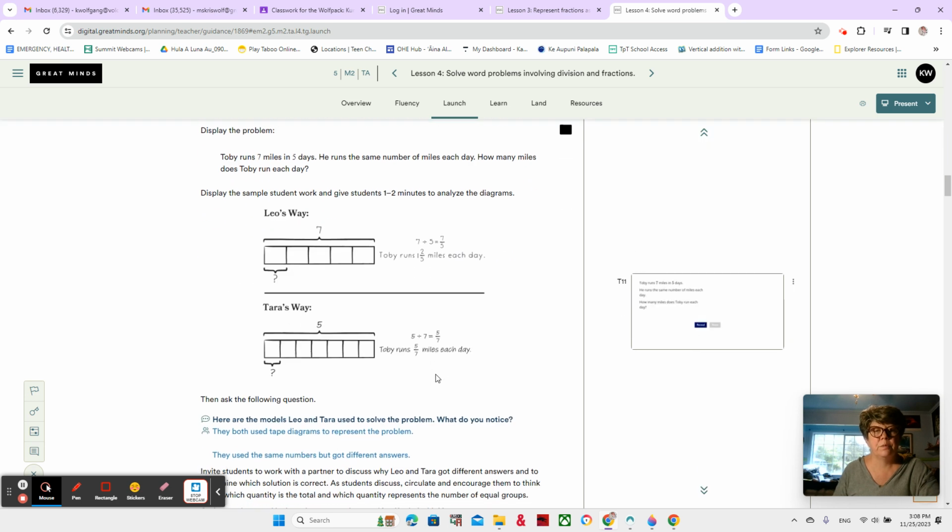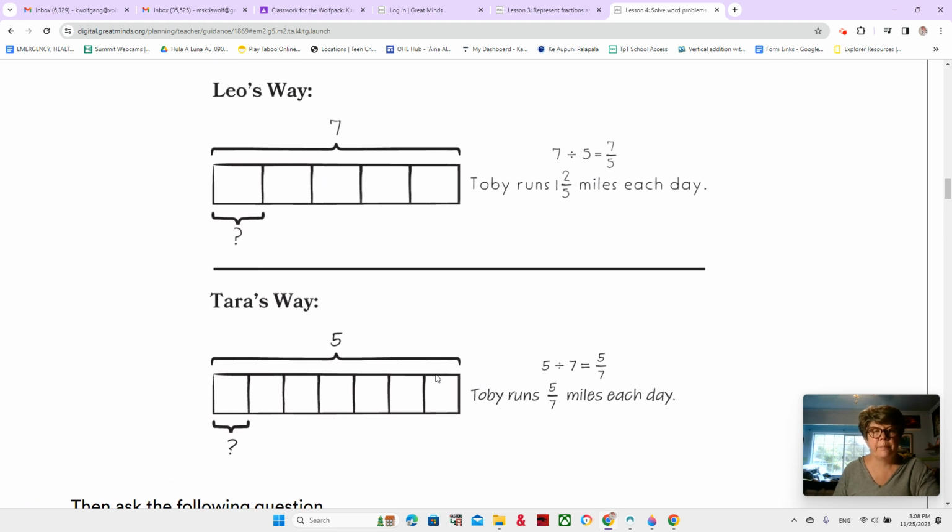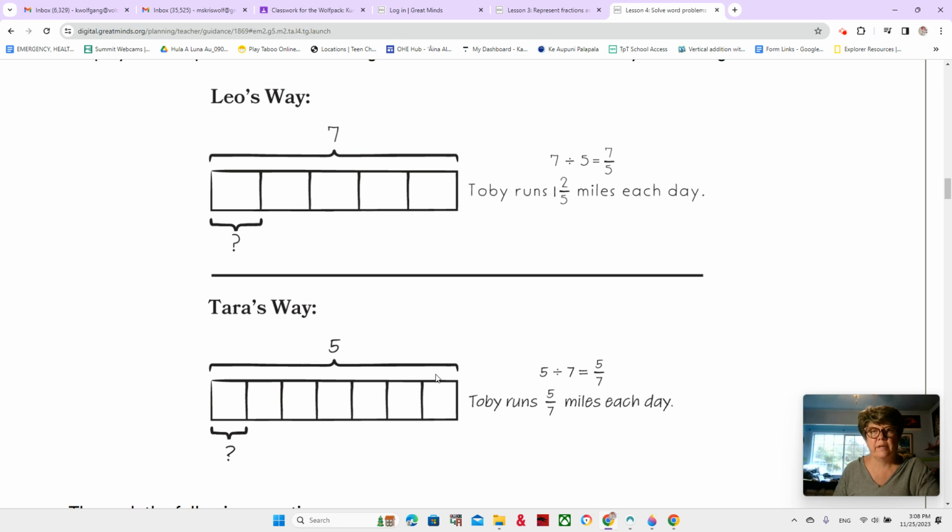Okay, so we have two example tape diagrams. We have Leo and we have Tara. So check them out. See what you think there. What do you notice? They both use tape diagrams. They have different answers. Leo said Toby runs 1 2/5 miles each day. 7 divided by 5 is 7/5. Tara said 5 divided by 7 is 5/7. Toby runs 5/7 miles every day, each day.